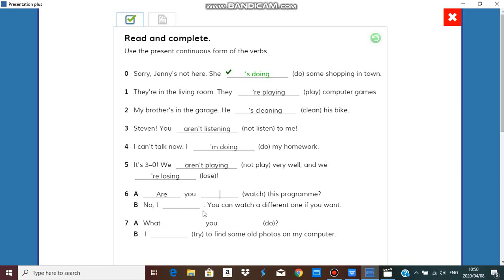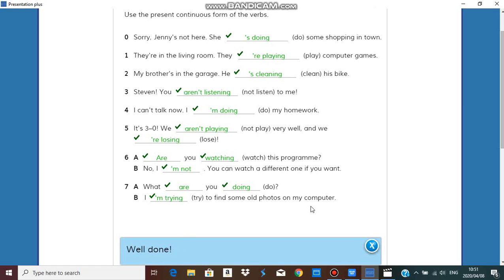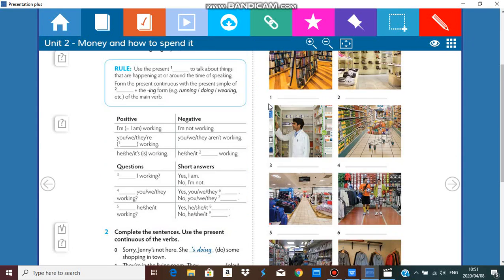Are you watching this program? No, I'm not. What are you doing? I'm trying to find some old photos on my computer. I hope we have all the correct answers. Let's check. And what do you know? All the answers are correct. So, our next exercise is on page.